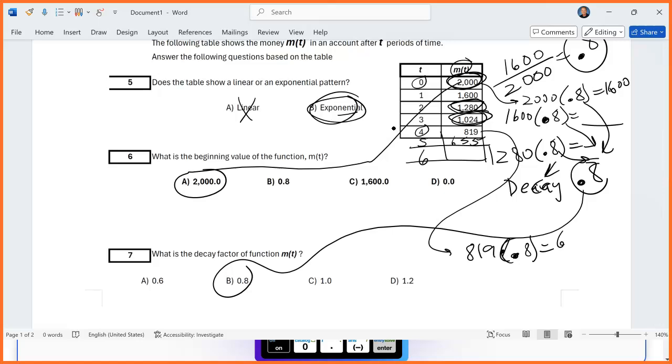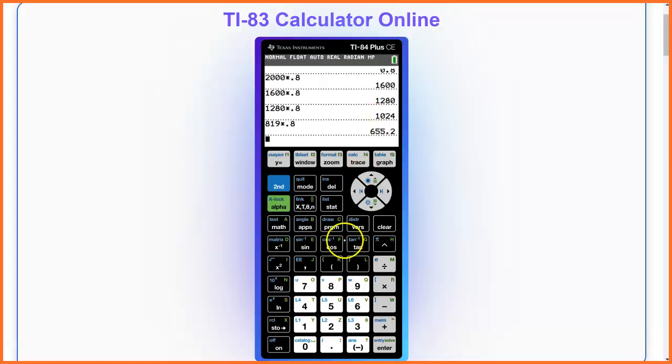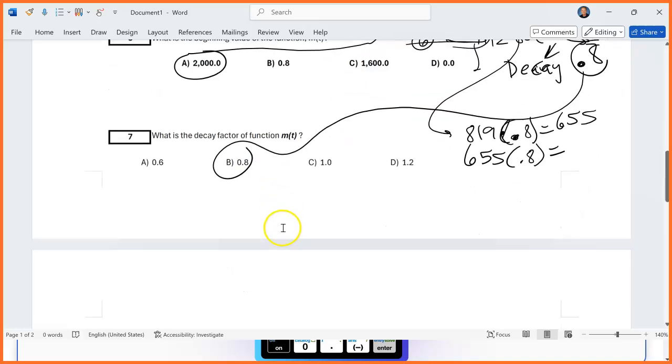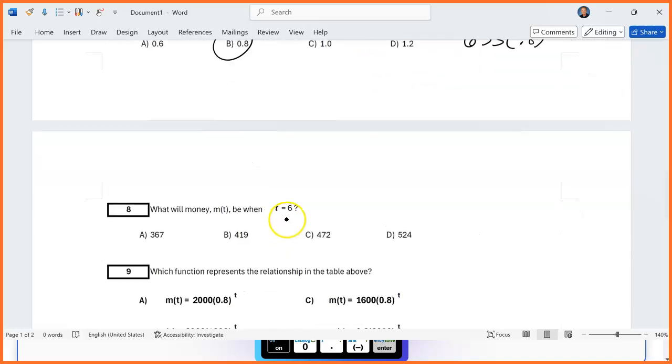But then we need to multiply that one more time because we want the sixth one, right? We want this one right here. So 655 times 0.8 equals 524. So that should be 524. Let's see which one's the closest. So number 8 is 524.